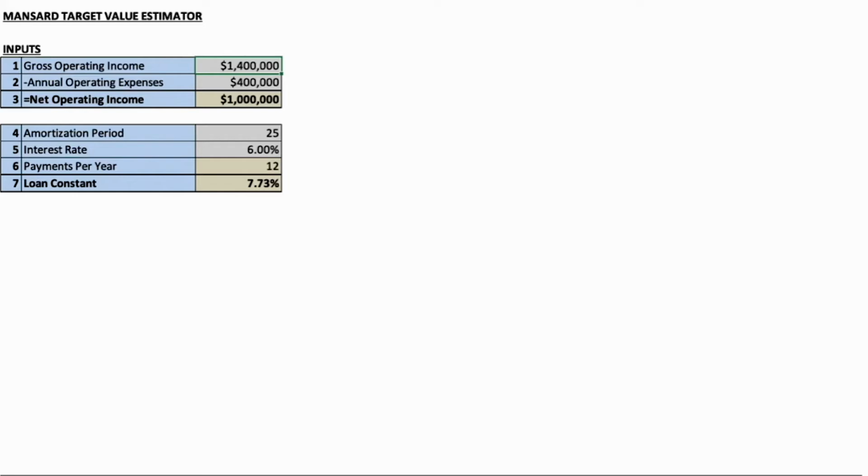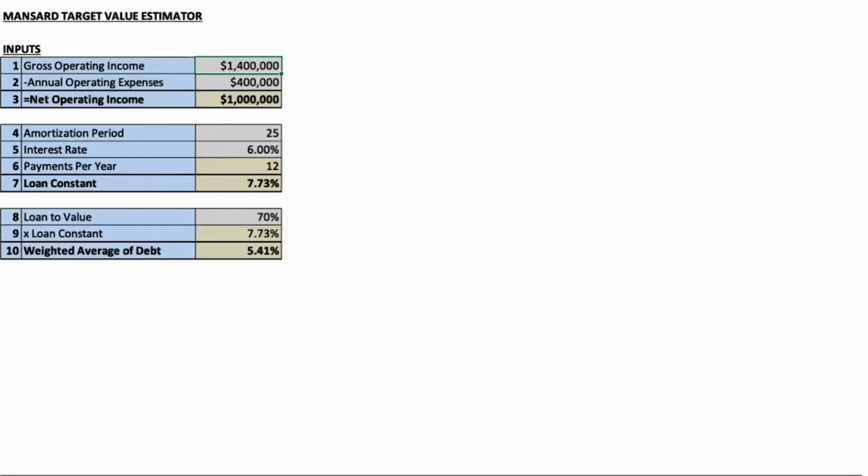We then take the proposed LTV, which is the loan to value for the property. And in this case, we put in 70%, multiply that by the loan constant, and that gets you that first input, which is your weighted average of debt. So in this case, it's 5.41%. That weighted average of debt, we're going to now hold as we look at the equity, weighted average of equity.